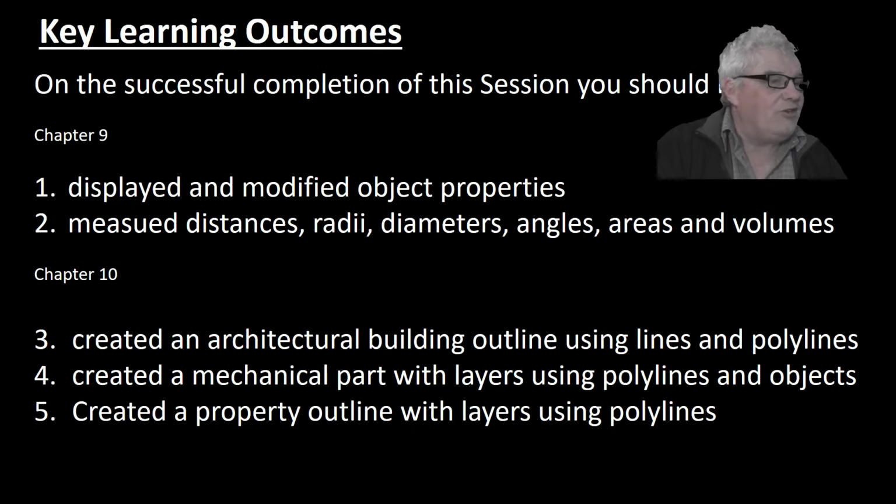So chapter 9, you should have displayed and modified object properties. We talked about object properties last time. These are things like line weight, colour, line type, and what have you. So display and modify them, because sometimes we get them wrong, or we need to change them around. Now there's a lot of measurement in this one using the little measurement tool. So you should have measured distances, radii, diameters, or talked about it.